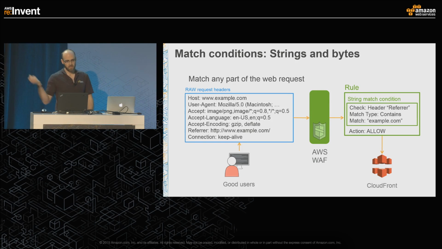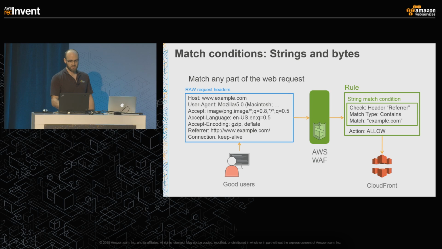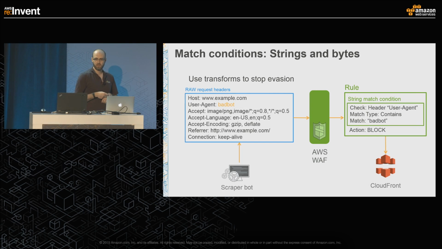from your website. On the right side, or left side, the blue box, that's the web request, and you'll see the referer header there, example.com. You create a string match condition that indexes into the referer header and uses a contains search string to look for example.com, and if you see it, allow it, and the request will go through.